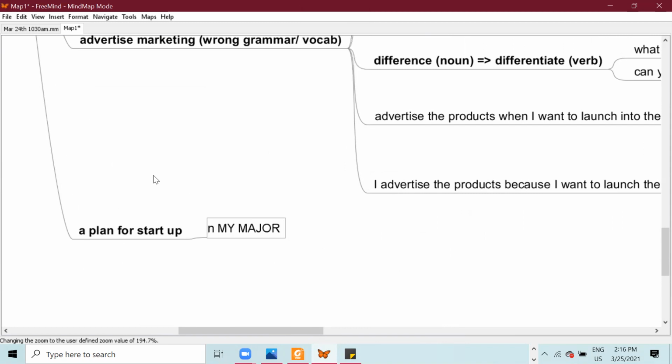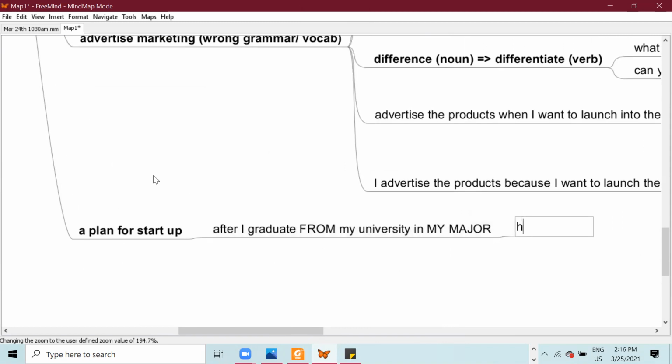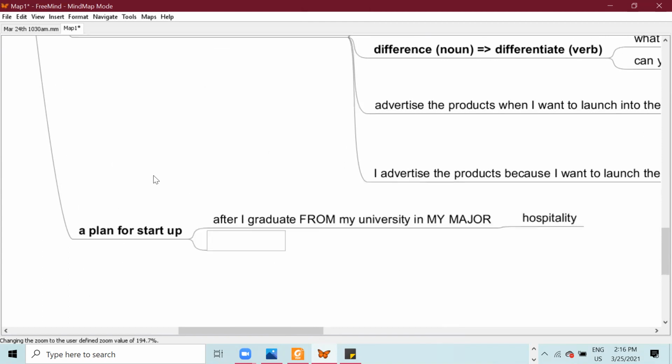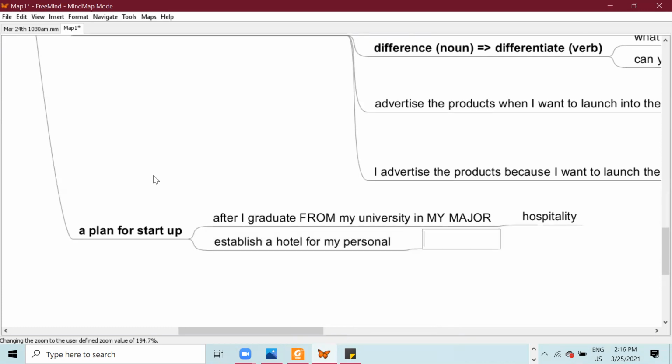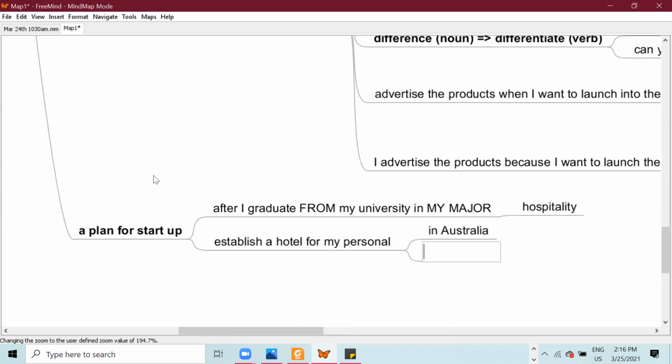In order to establish a hotel for my personal, I think I need to apply for some hotel in Australia when I finish my study. No, oh, I forgot.